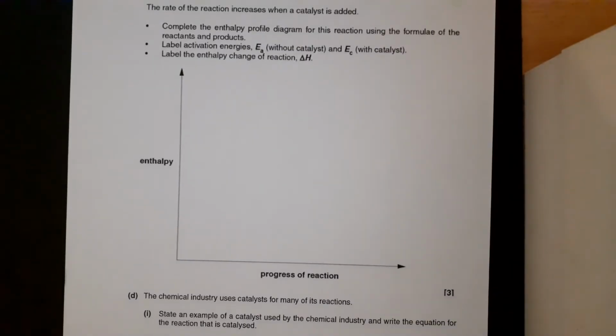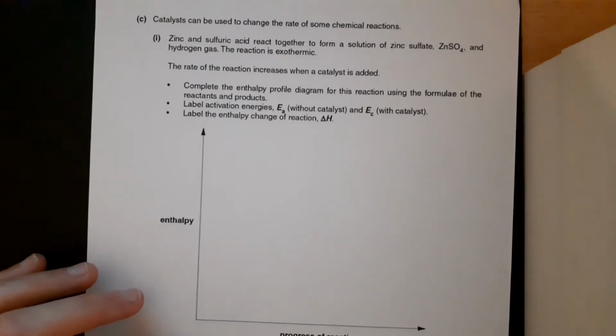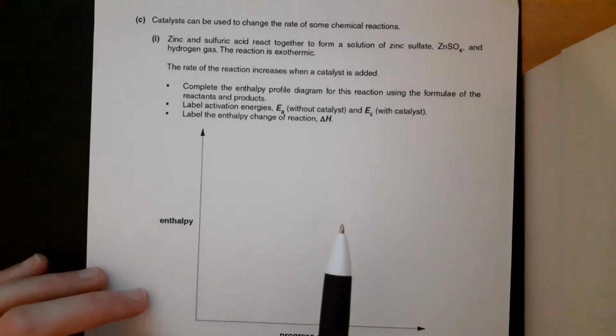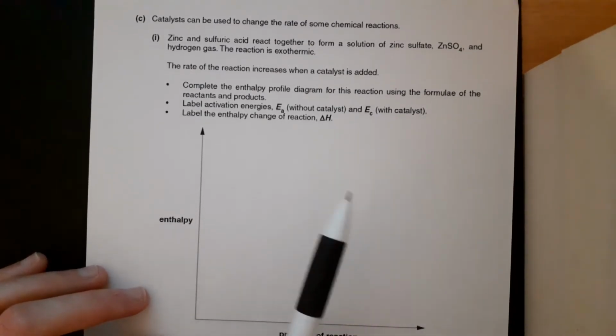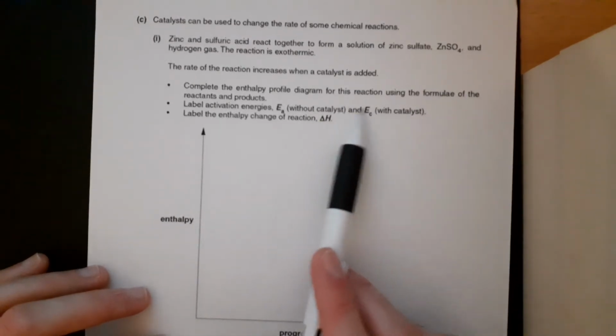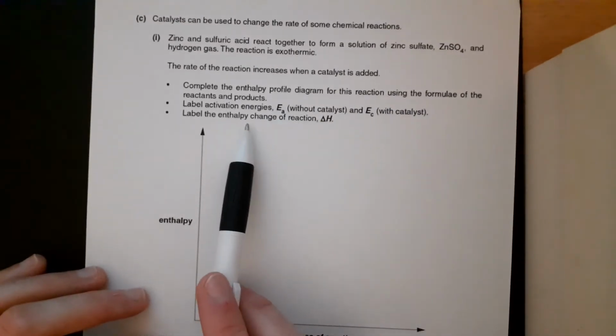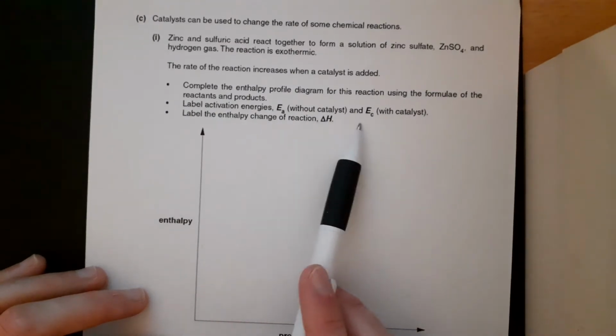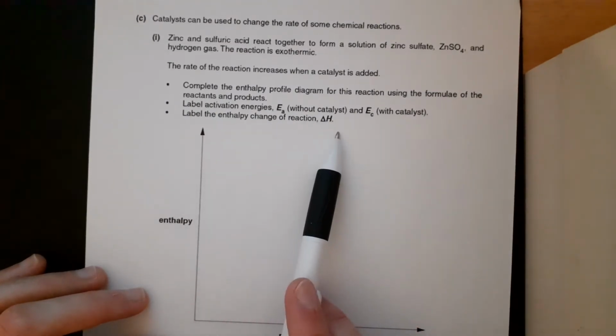Right, the next question is another one about catalysts, and we need to be able to represent the effects of a catalyst on one of these enthalpy diagrams. So let's just see, what does it say here? Catalysts can be used to change the rate of chemical reactions, fine. Zinc and sulfuric acid react together to form a solution of zinc sulfate and hydrogen gas. Okay, the reaction is exothermic. The rate of reaction increases when a catalyst is added. Complete the enthalpy profile diagram for this reaction using the formula of the reactants and the products. Label the activation energies without a catalyst and with a catalyst, and label the enthalpy change of reaction.